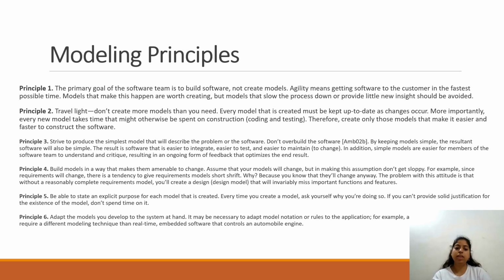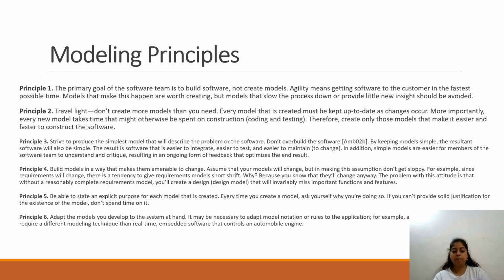Principle number three. Strive to produce the smallest models that will describe the problem and the software. Don't overbuild the software. By keeping the model simple, the resultant software will also be simple. Principle number four. Build models in a way that will make them amenable to changes. Assume that the model will change, but in making this assumption, don't be sloppy.